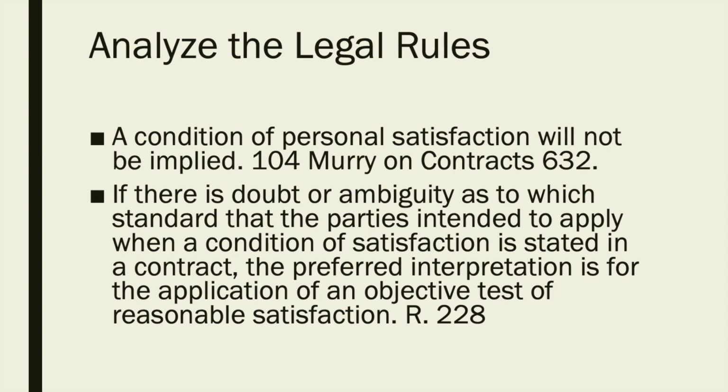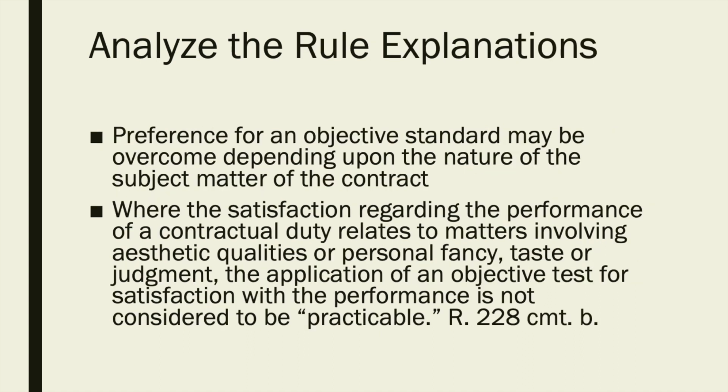Couple rules here. A condition of personal satisfaction will not be implied unless it's stated explicitly, although here it was. So we know that we need to have those magic words, and we had them here. If there is doubt or ambiguity as to which standard the parties intend to apply when a condition of satisfaction is stated in a contract, the preferred interpretation is for the application of an objective test of reasonable satisfaction. Again, what we're dealing with here is a preference for an objective standard, right? A preference, however, that could be overcome depending on the nature of the subject matter of the contract.